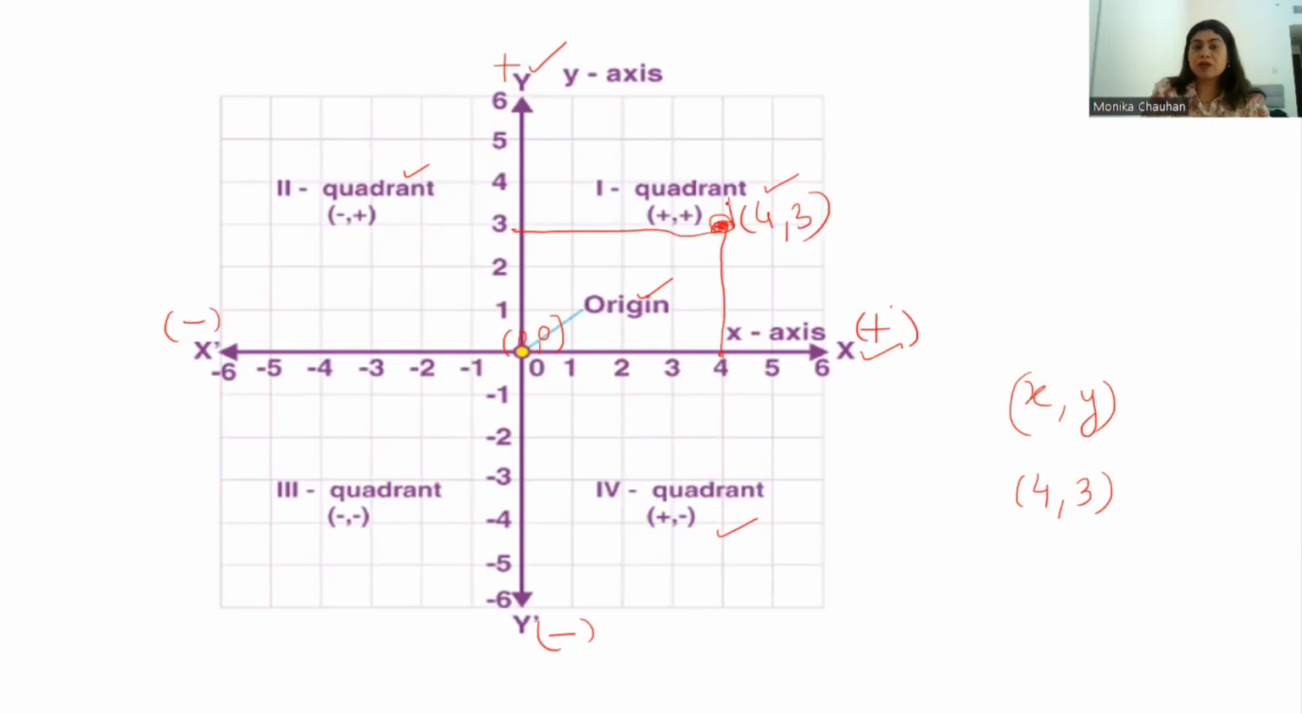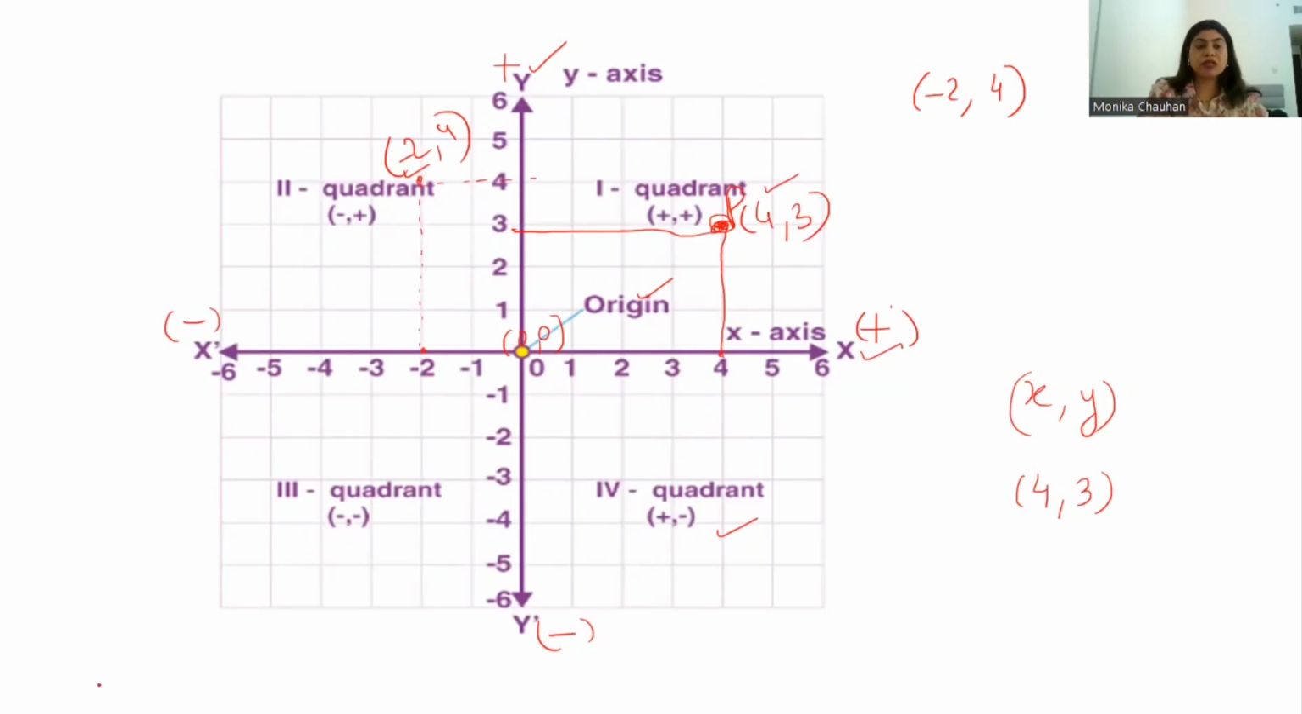You can name it with some letter also. Suppose I give you something like (-2, 4). How are we going to locate this? First is your x, which is negative, so you will go towards the left side. This is -2. Then 4, which is positive, is on the y-axis, so you go up. So you will go up, and this is your point. This is how you should plot it: (-2, 4). So this is your coordinate.